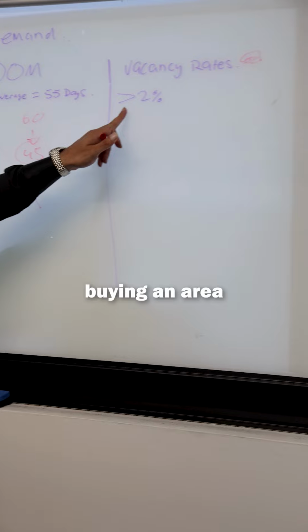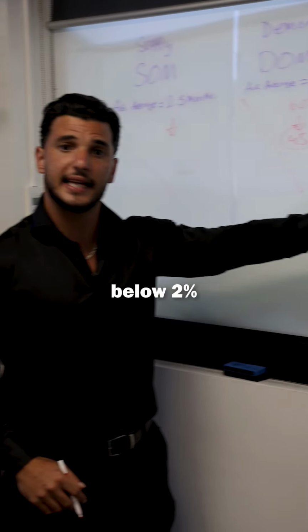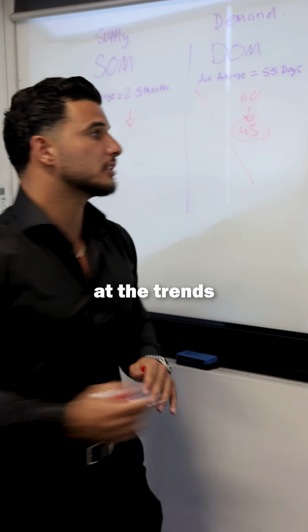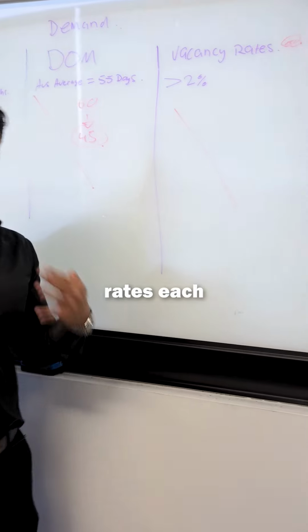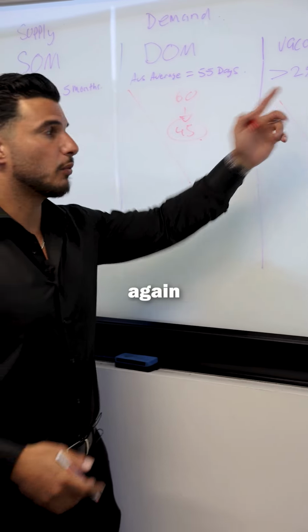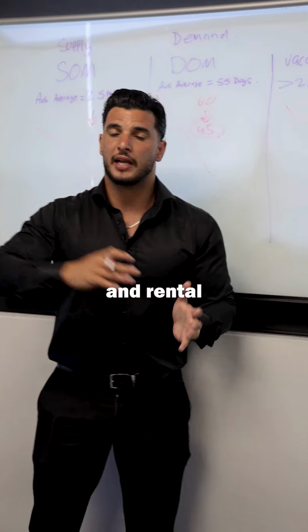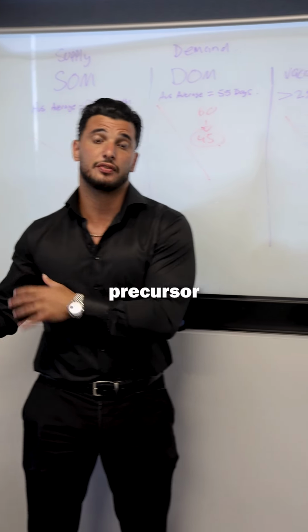You want to make sure that you're buying in an area below 2%, and again, the lower the better. You also want to be looking at the trend, so making sure that vacancy rates each and every month are tightening. Again, why vacancy rates are super important is that vacancy rates and rental growth is a precursor for capital growth.